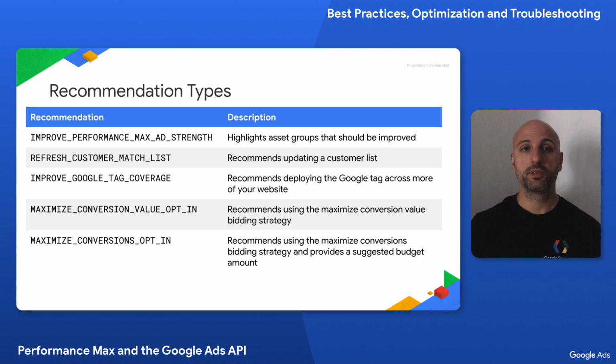for your asset groups. Finally, there are two recommendation types that help you choose the right bidding strategy between maximize conversions and maximize conversion value, and can also provide a suggested budget amount.